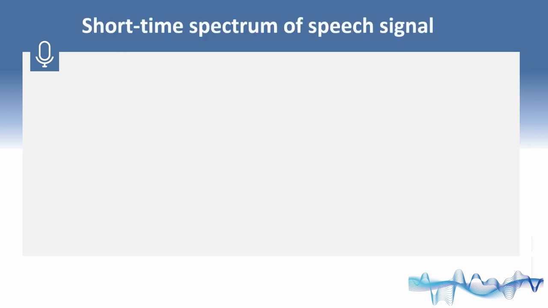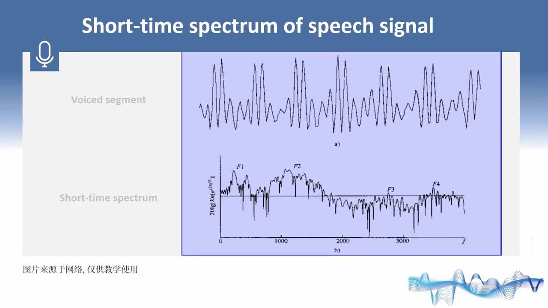The short-time spectrum of speech signal can be obtained by short-time FFT of speech segment or speech frame. The figure shows the short-time spectrum of voiced segment containing four formants: F1, F2, F3, and F4, while the harmonic structure in spectrum reflects the pitch period of the voiced sound.